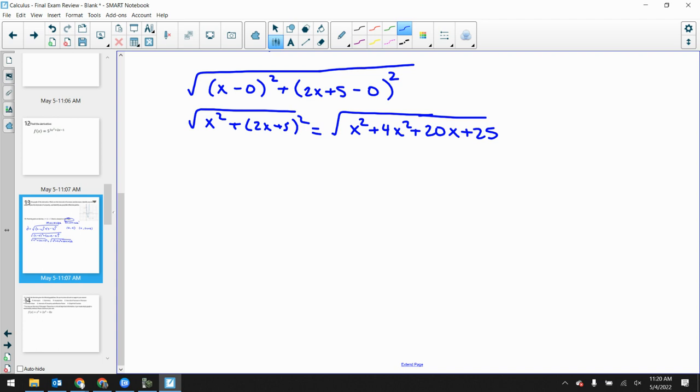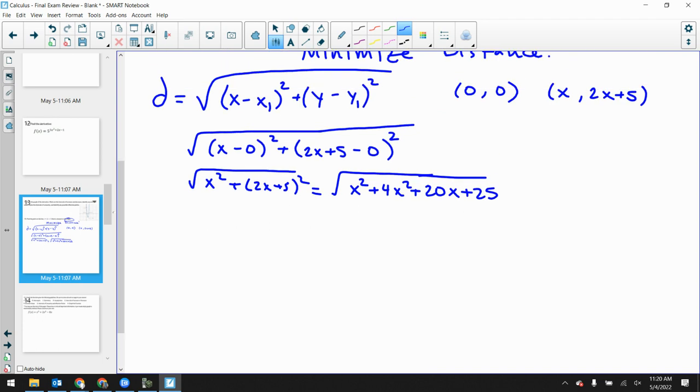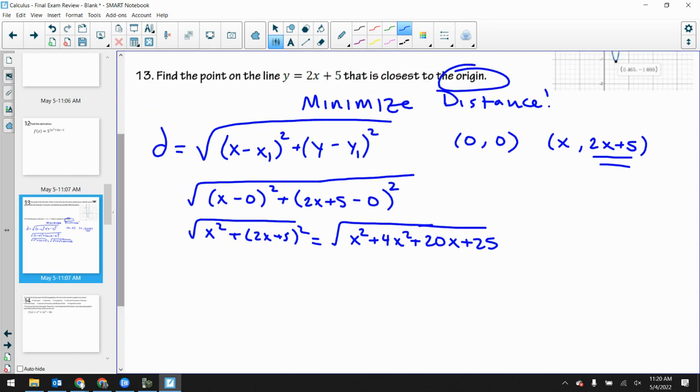We good? When you for the first one, it's y minus y1. Why did you do 2x plus 5 minus 0? Because remember, that was my other y value out of the coordinate. And that came from the equation, because if I let x be x, I can let y be 2x plus 5. That makes sense? Yeah.